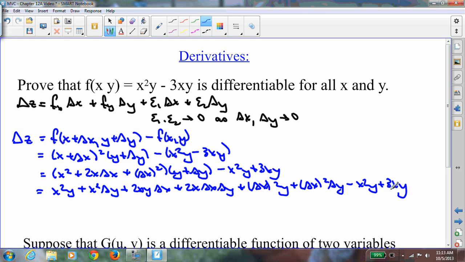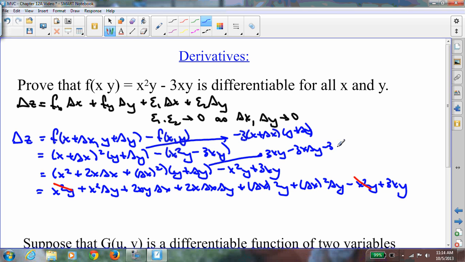Now, if you do all the math correctly, your non-delta terms should cancel out, because notice up in the beginning, everything has either a delta x or a delta y on it. So my x squared y's cancel out, my 3xy's, oops, I have a 3xy somewhere. What did I do? Oh, I never used it over here. Okay, so I should have had here, sorry, a minus 3 times (x plus delta x)(y plus delta y). So likewise here, if I add that, I should have a minus 3xy minus 3x delta y minus 3 delta x y and minus 3 delta x delta y.